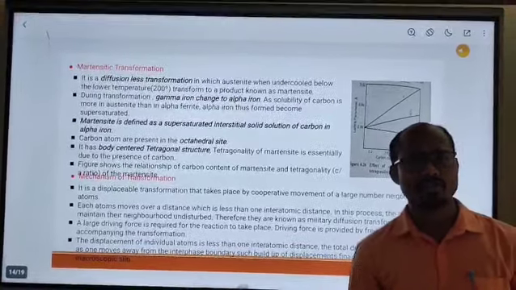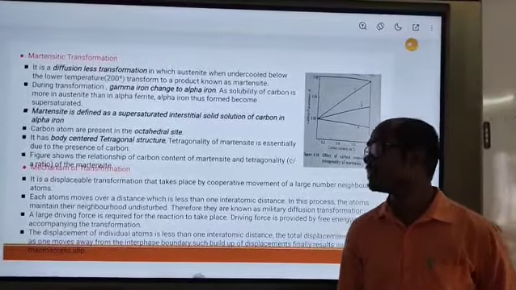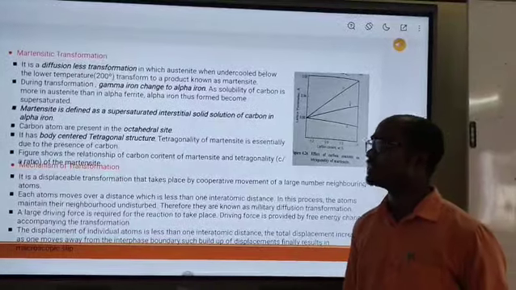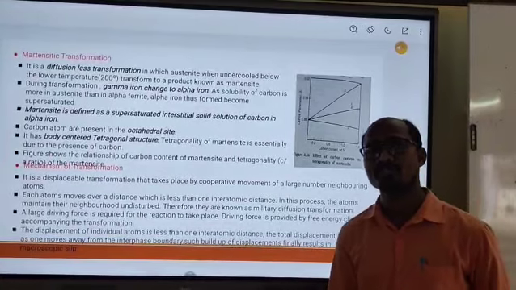So my name is Martensite. I am working in UGR as a lecturer in the metallurgical department. So today we will discuss the Martensite transformation. First we should know what Martensite is.